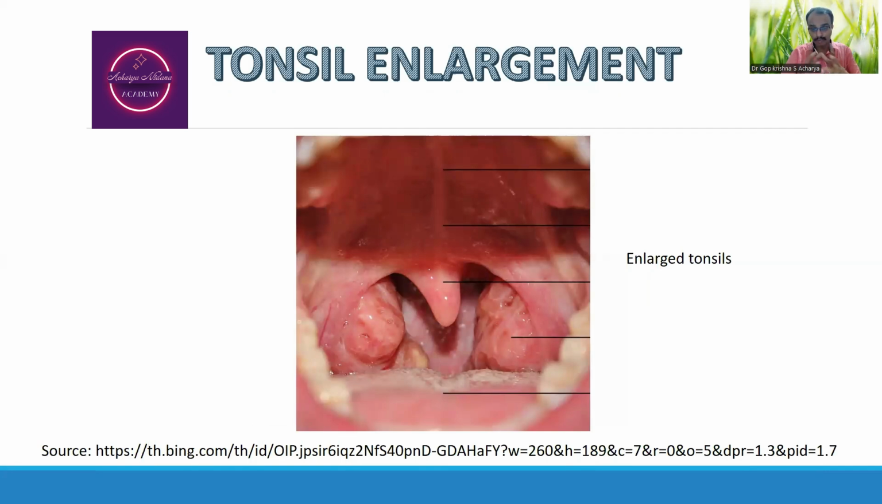So here, when you see this, this is considered to be enlarged tonsils. On either side, you can see the overgrowth of the tonsils, which may indicate infection in the oral cavity.